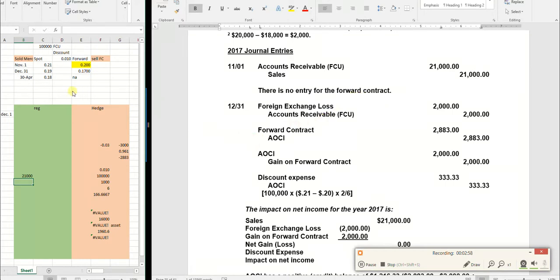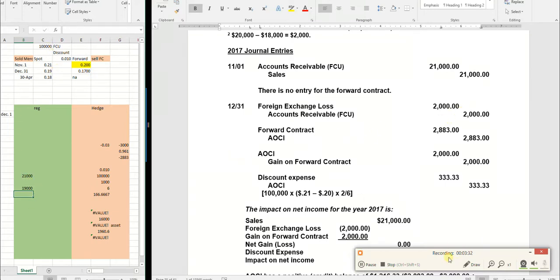The next, on December 31st, since it's year end, I need to adjust my forward contract to 0.19. So notice now my accounts receivable is a debit. So I need now it to go to 0.19 times 100,000 or 19,000. So also you can just look at them individually. My accounts receivable is going down. So I need to credit accounts receivable by 0.02 times 100,000 or $2,000.